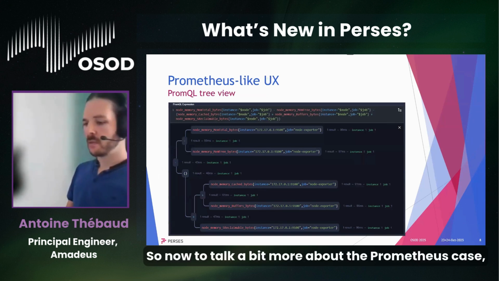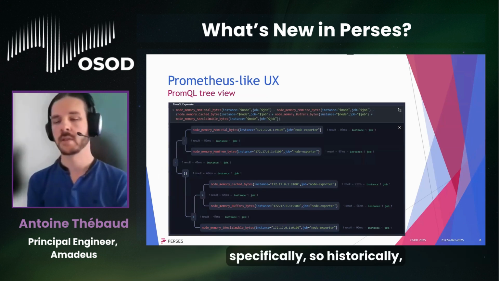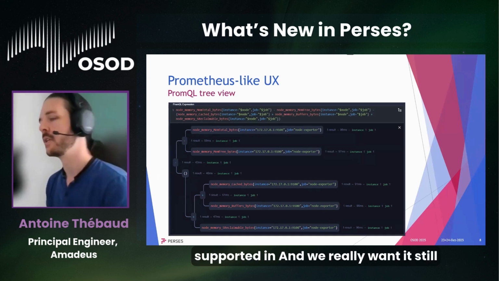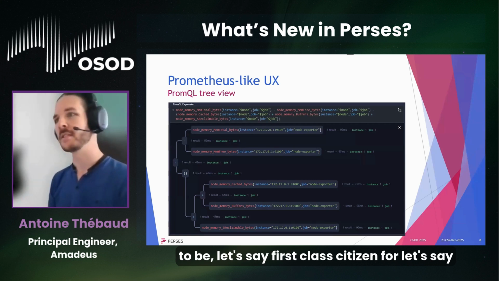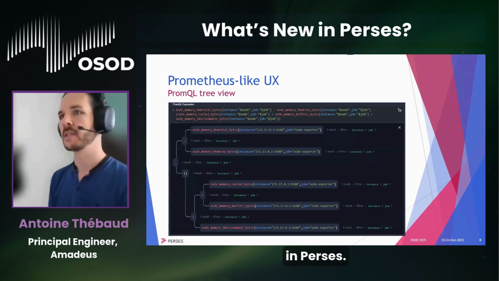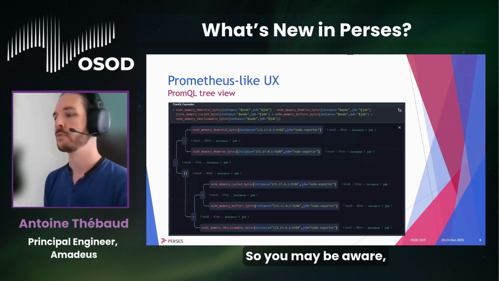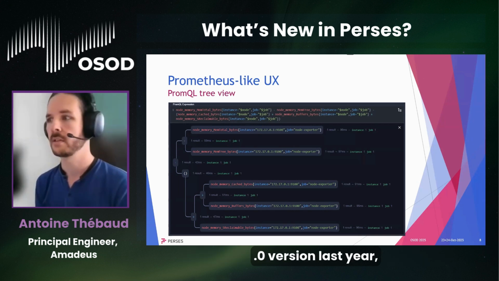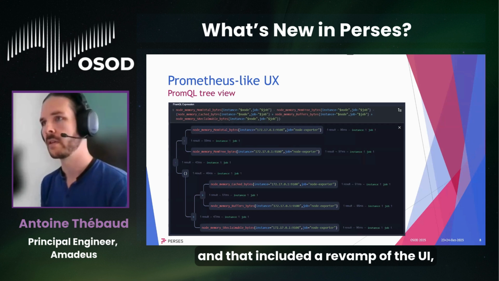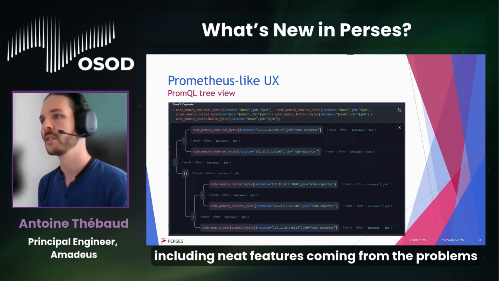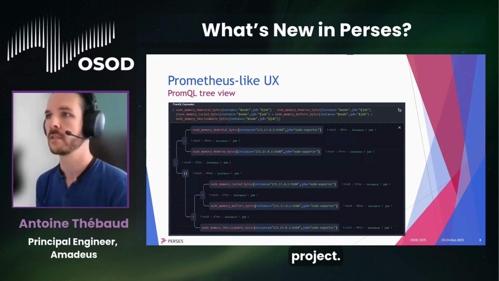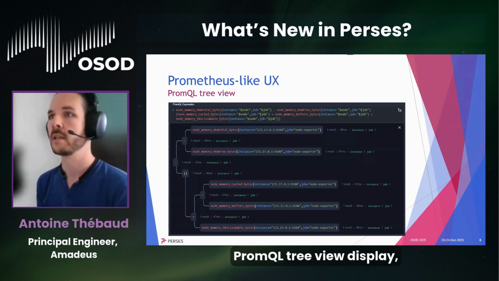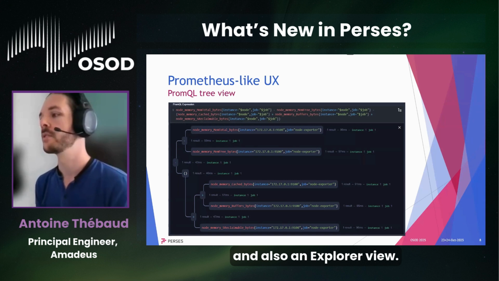So now to talk a bit more about the Prometheus case specifically. Historically, this is the first data source we supported, and we really wanted it to still be a first-class citizen in Perses. You may be aware that Prometheus released their 3.0 version last year, and that included a revamp of their UI, including neat features coming from the PromLens project. Basically, there is a brand new PromQL tree view display and also an explore view.